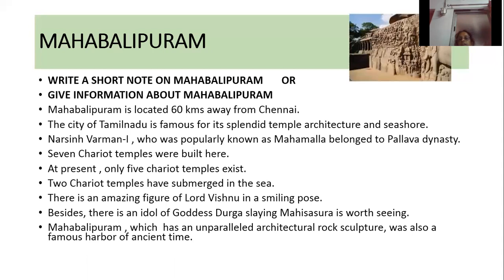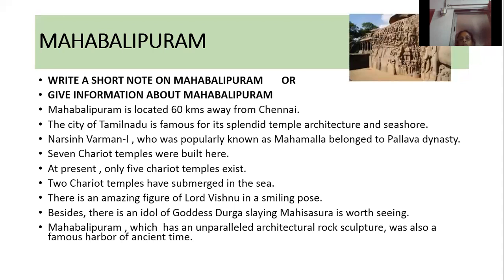He belonged to which dynasty? The Pallava dynasty. How many temples were built? 7 temples were built. And at present, how many temples are there? Only 5 chariot temples are there. What happened to the other 2? They were submerged in the sea; they went underwater. Which are the attractive figures found in Mahabalipuram?